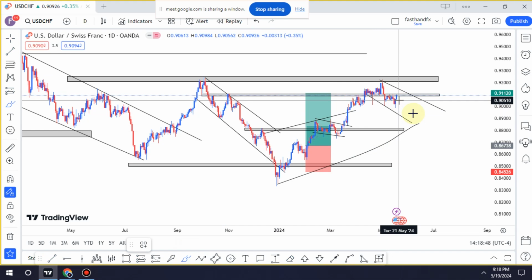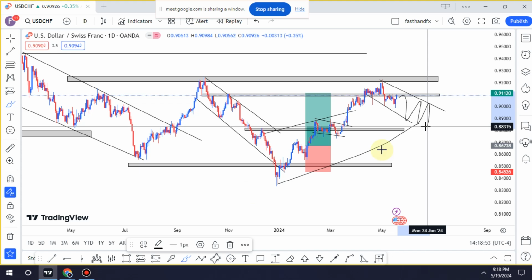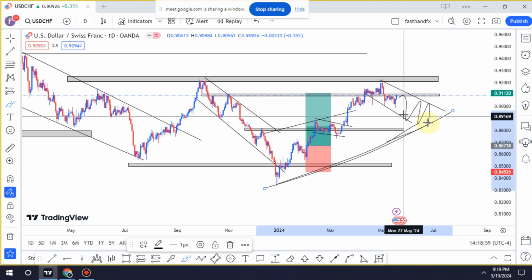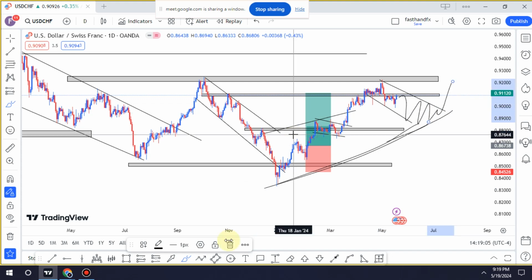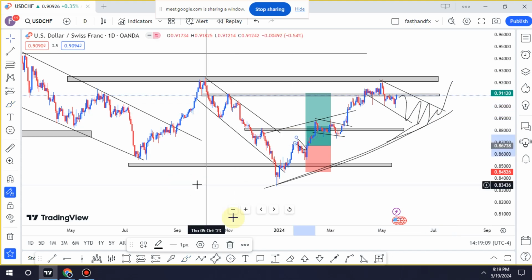Wait until it touches our support line, the way I just told you with the illustration. Then wait for another mini version of a continuation pattern right here before it breaks. That's when you execute, same as this level right here. That is based on the bullish.